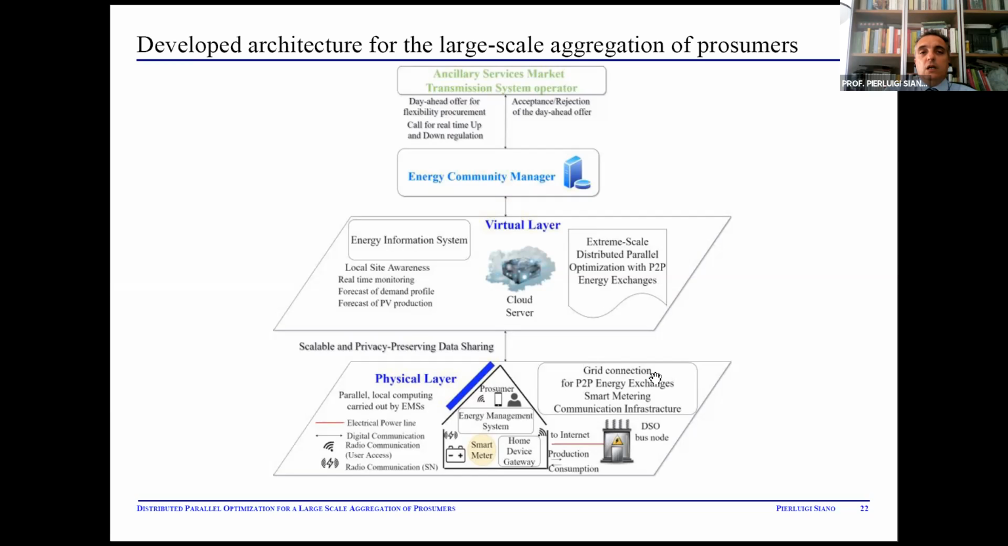By accessing the virtual layer, prosumers can exchange only some privacy preserving information related to their local optimal solutions and their power flexibility contribution to fulfill the global constraints of the global optimization problem, as I will explain in the following. And the virtual layer can also be based on distributed ledger technology and smart contracts.